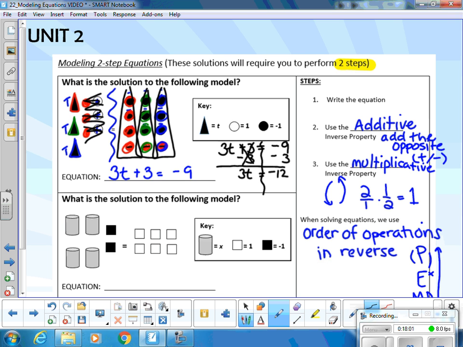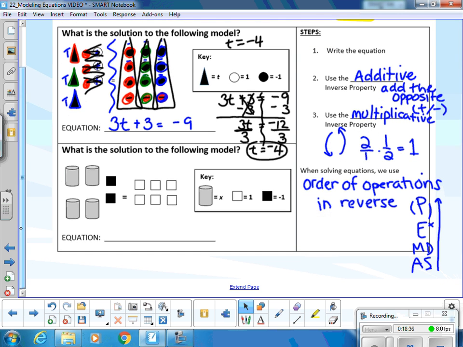Now I have to split that -12 into 3 groups. So I'm dividing, this bar means divide, dividing by 3. 3 divided by 3 is just 1t. And -12 divided by 3 is going to give me 4, and a negative divided by a positive is a negative. So that's how we got our answer. Our answer should be t is equal to -4, and it works both with the math and with the pictures.